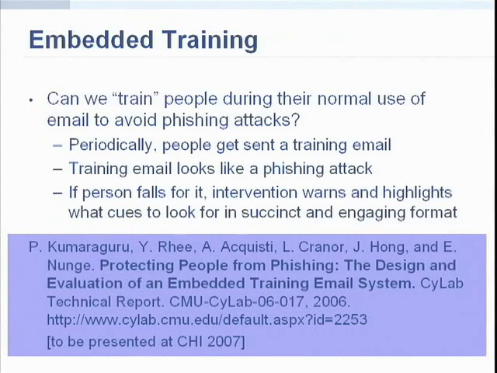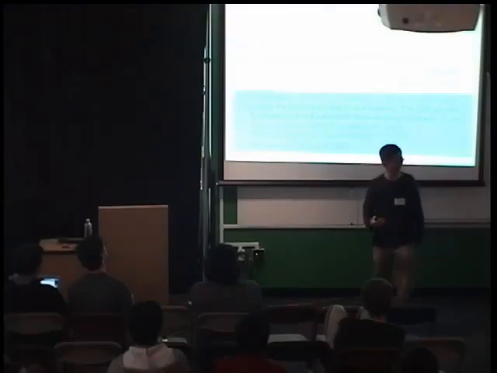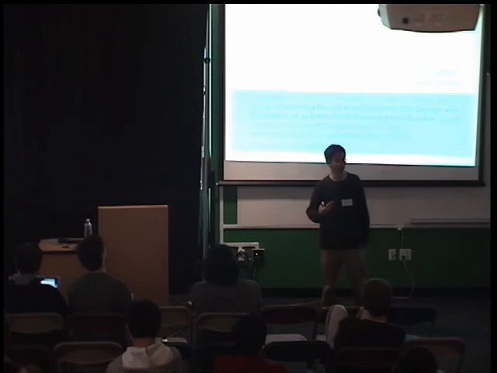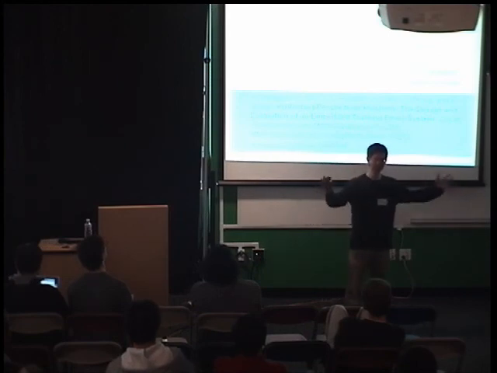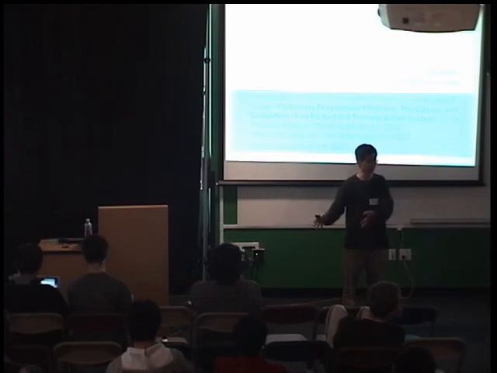Another approach that we've been taking is something called embedded training. Here's the basic idea. Periodically, we, or some kind of third party, would send lots of people phishing emails, but they're actually phishing emails from us. The good guys, right? So this is white hat hacking, I guess. And if you happen to fall for one of our training emails, then you actually get an intervention that says, hey, you actually fell for this. Here are things that you should look for in the future, and here's how not to fall for it again.